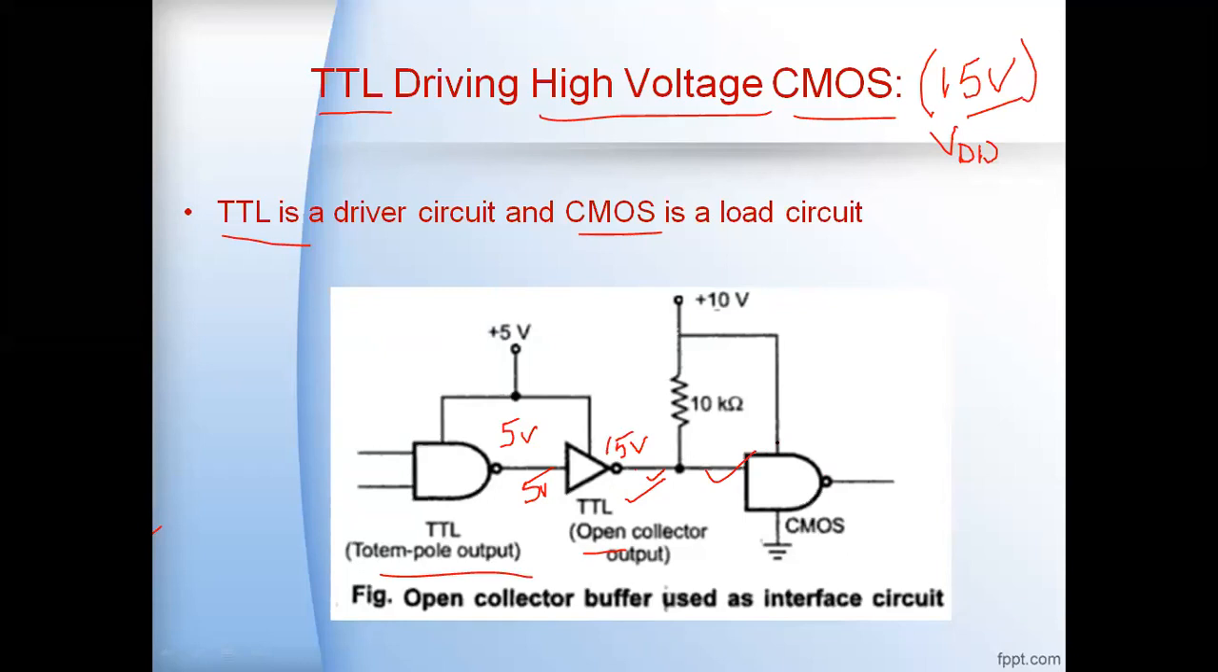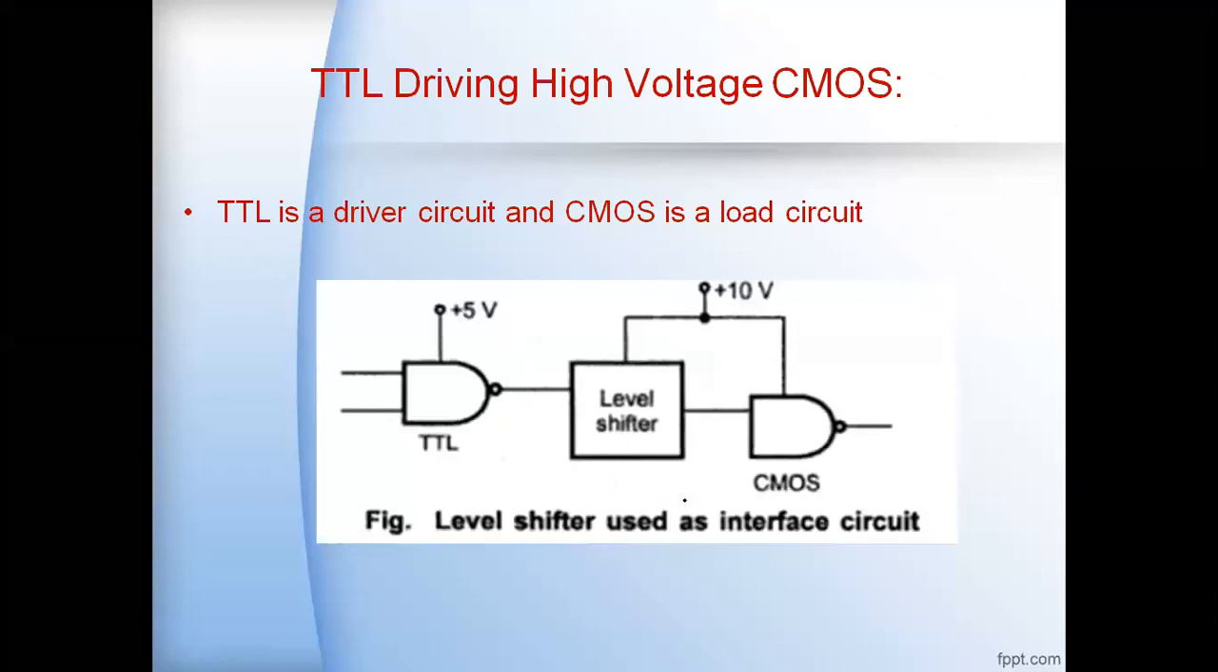Now the alternate case here. What is the alternate situation? The alternate situation is CMOS driving the TTL here. CMOS is driving the TTL. Before we see that, there is a second alternate way. This is the first alternate way for handling high voltage CMOS circuits. Now we will see the second alternate way here.